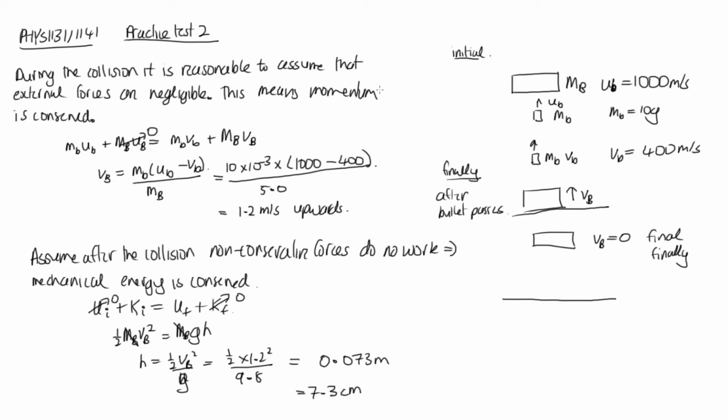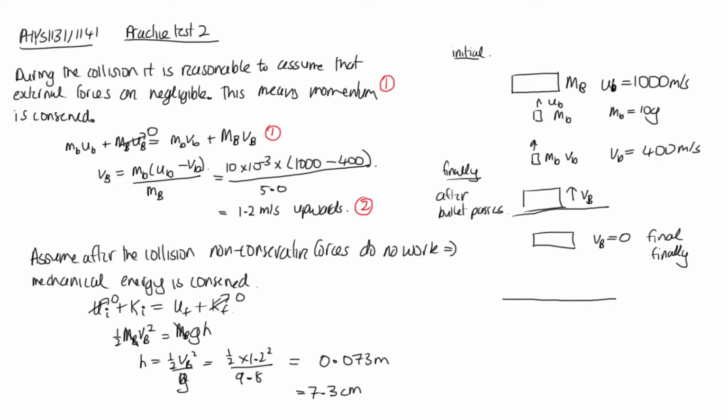So because we were asked along the way to state our assumptions, it's really important that you do that. So we need to say that these external forces are negligible, which means that momentum is conserved. That's worth 1 mark. And then interpreting this as an equation gives us another mark. Now, solving that to get the speed upwards is worth 2 marks.